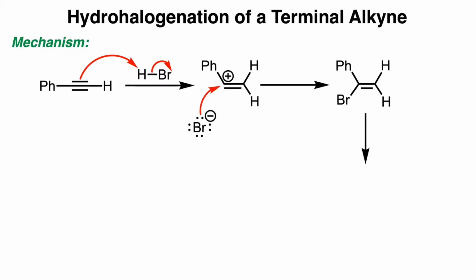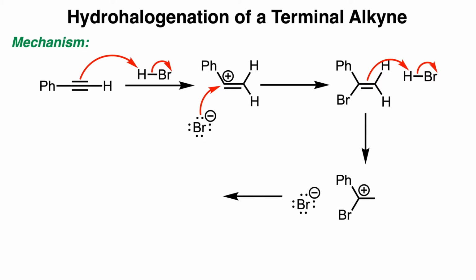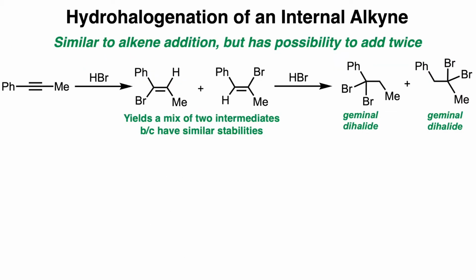Then a second equivalent of HBr comes in and hydrohalogenation occurs again. The arrow starts from the middle of the pi bond of the alkene and goes towards the hydrogen of HBr. Another arrow goes from the H-Br bond to form a new lone pair on Br. Then Br- attacks the carbocation to then form the geminal dihalide.